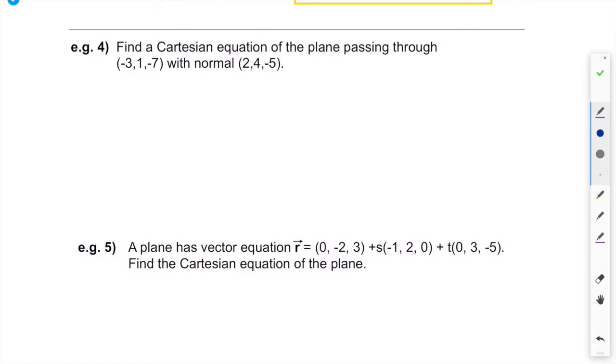So here is example 4. Find the Cartesian equation of the plane passing through the point (-3, 1, -7), and it has a normal of (2, 4, -5). So right away, I'm going to start with the normal, because that will allow me to write out 2x plus 4y minus 5z equals d as a skeleton equation. And then let's substitute the point (-3, 1, -7) into this equation.